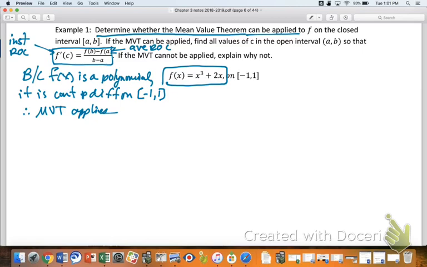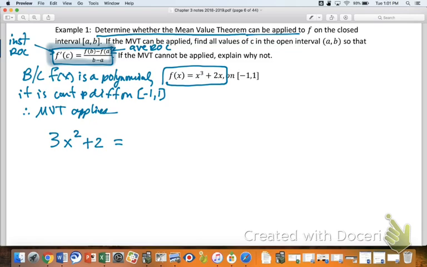Okay, so this asks us to take that additional step of, hey, you know what? We know that there's an answer, and now let's find it. Does that make sense? We're actually going to find this. So this is a cubic, kind of like my original blue graph earlier. If I'm going to work with this equation, I probably should know what f prime is first, right? So what's f prime? 3x squared plus 2. And that has to equal f of b minus f of a over b minus a.